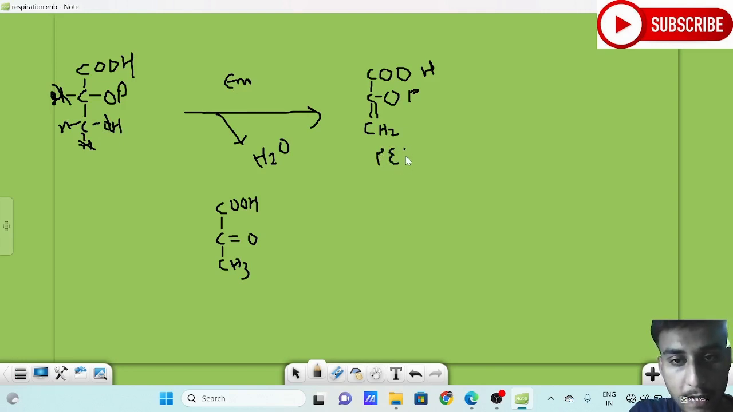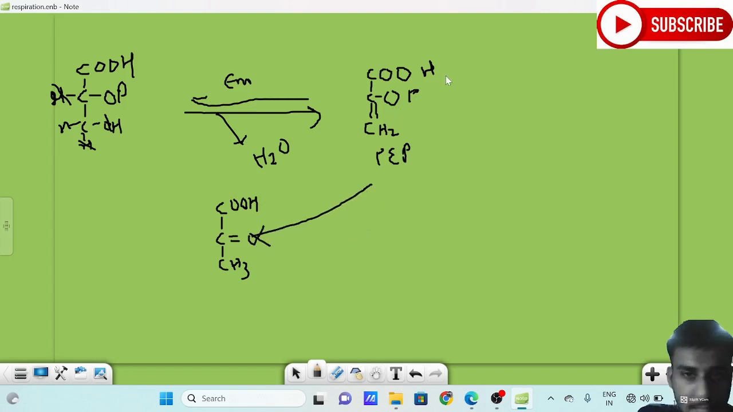Next, the last step, this also exists in equilibrium. So the last step is the formation of pyruvate from phosphoenol pyruvate. This is the structure of pyruvate or pyruvic acid. So what happens?